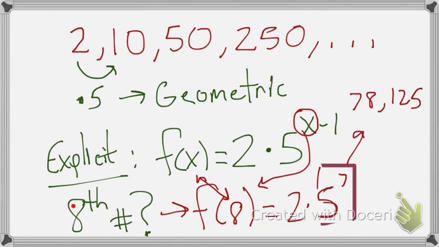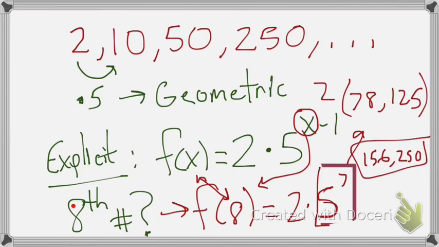So we know what that's going to come out to. Now we just have to multiply that by 2. And on my calculator, it's going to be 156,250. That would be the 8th number of that list. All right, so that's something that you're going to need to be able to do on the test also.